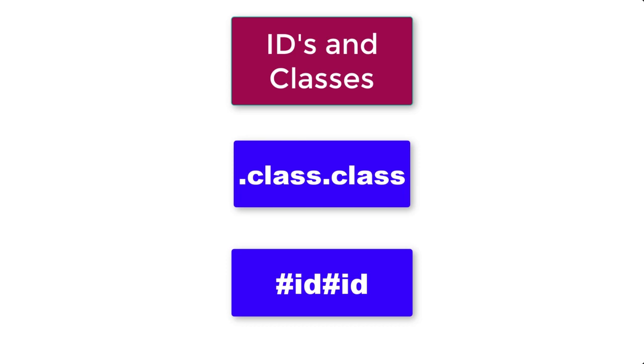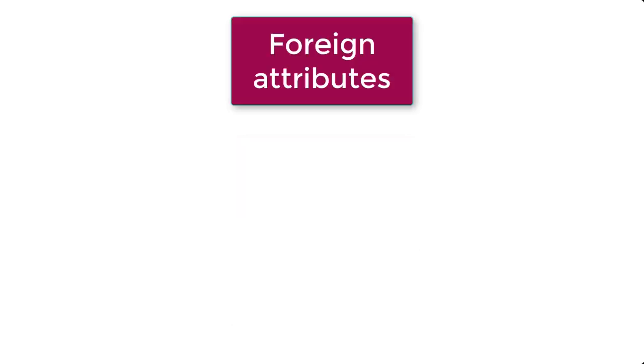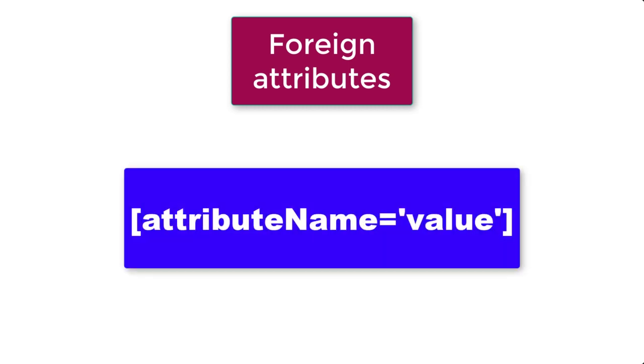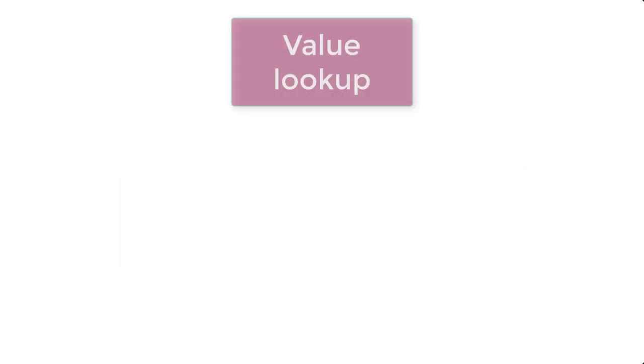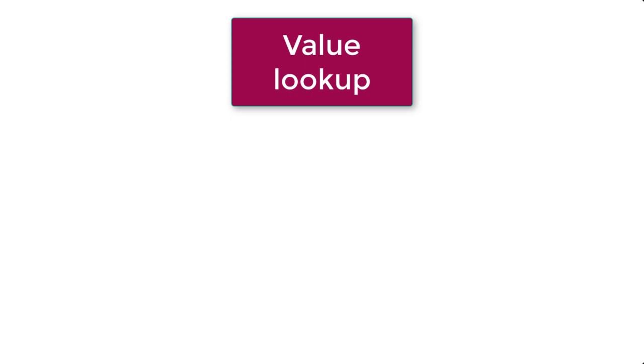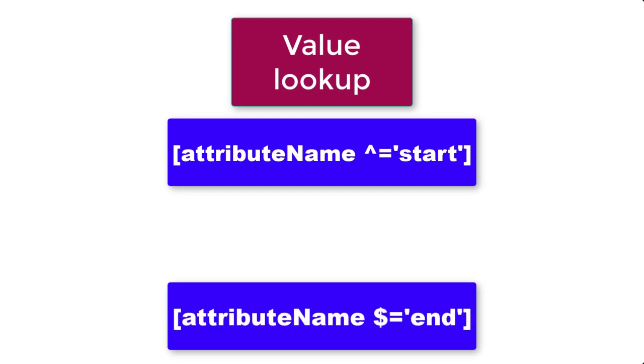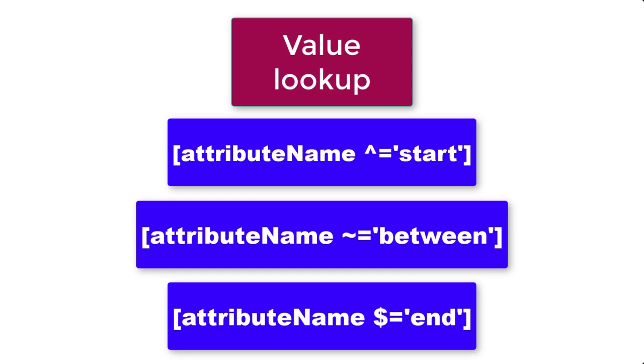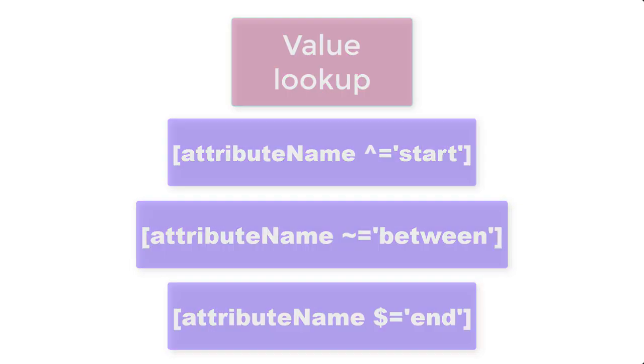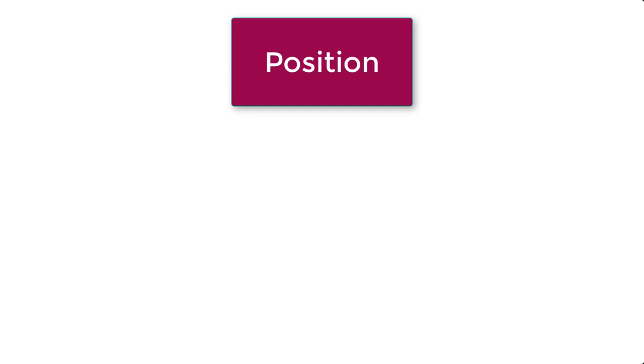Now, of course, we don't always select elements based on the ID or the class attribute, and if the element does contain a foreign attribute which is not included in the HTML markup or standard, we still can target it by using the square brackets and then the attribute name followed by the equal sign and the value we are interested in. Not only that, if we want to search for a substring that is included at the beginning of that attribute value, we use the caret sign. If we want to look at the end, we use the dollar sign. And if we want to search in between, meaning not at the beginning and not at the end, we use the tilde.